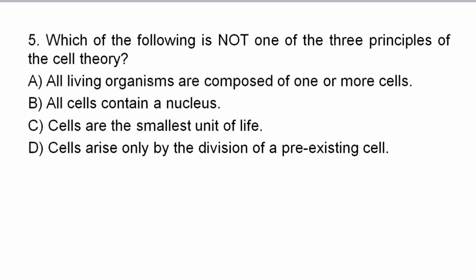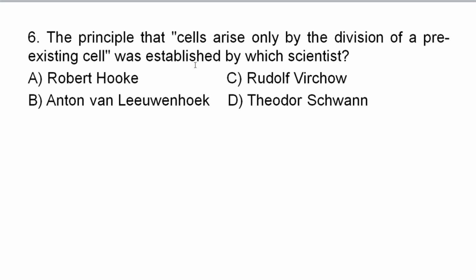The cell theory includes that all living organisms are composed of one or more cells. Cells are the smallest unit of life. The third principle of cell theory is that cells arise only by the division of a pre-existing cell. So choice A, choice C, and choice D are the three principles of cell theory. However, choice B is not part of cell theory. So the correct answer for question number 5 is B.